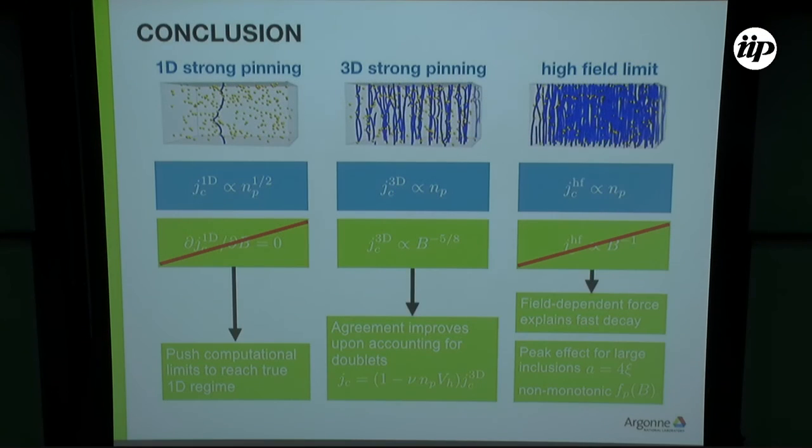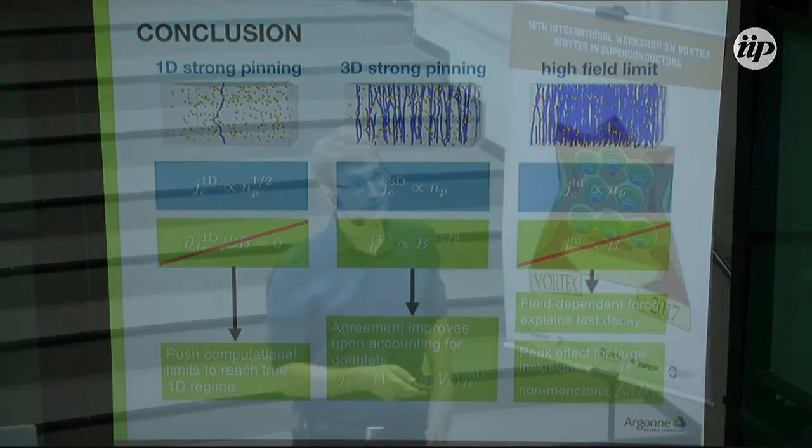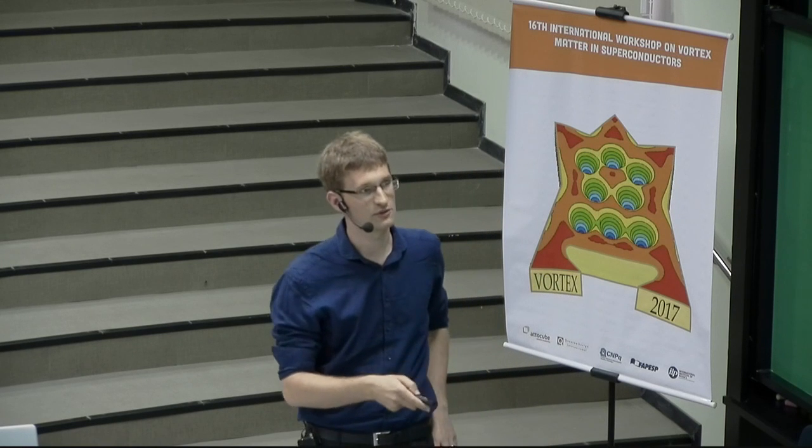Now let me conclude. So we have investigated with simulations the three regimes of strong pinning, which is the 1D strong pinning regime, where we actually see a square root n_p behavior, but we have not pushed our simulations hard enough yet to really find the field-independent critical current. The 3D strong pinning regime has been found, but quite soon, as a function of density, we leave the regime of 3D strong pinning theory.